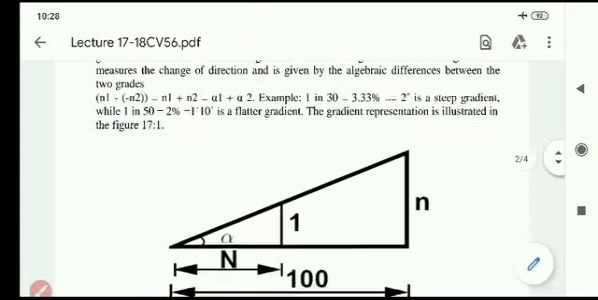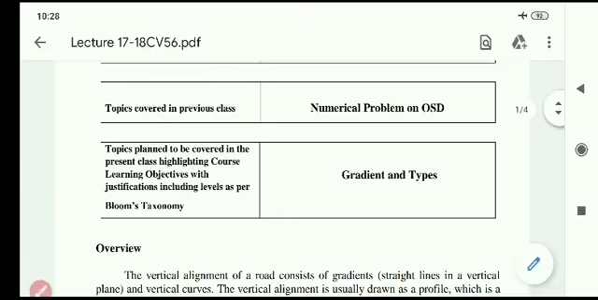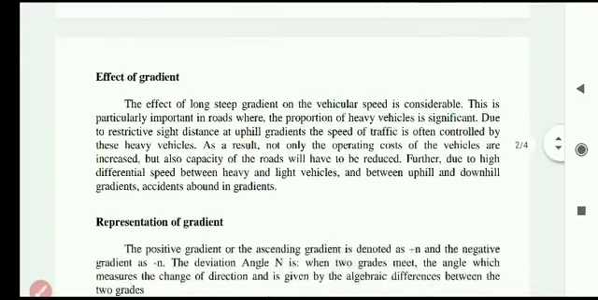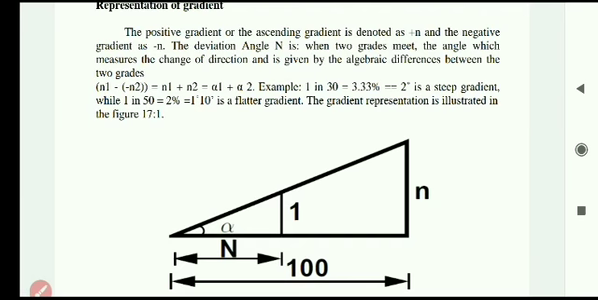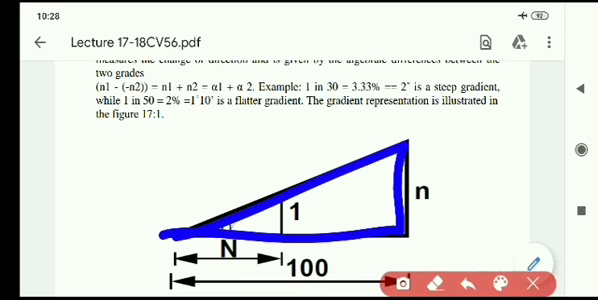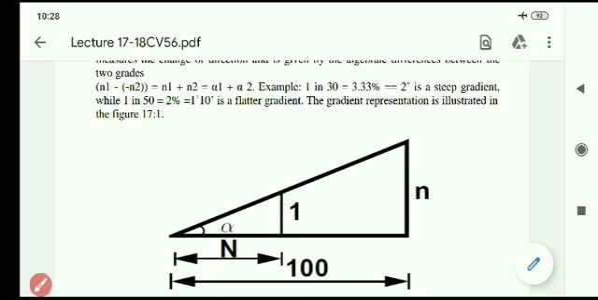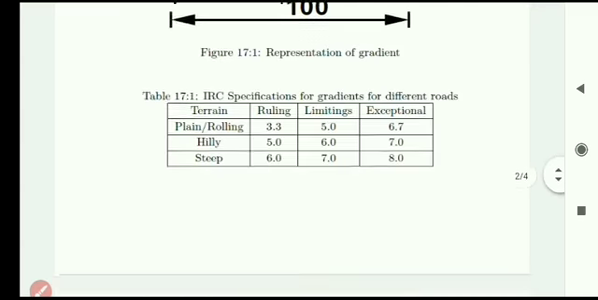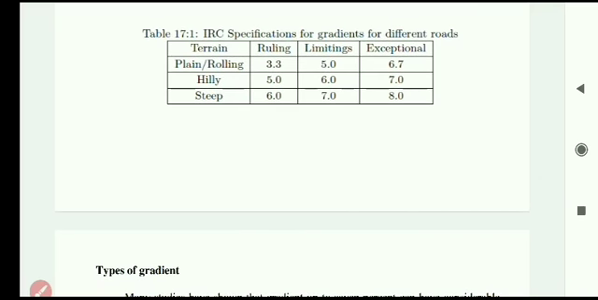And in today's class, friends, we focused on what we mean by gradient, what is the effect of the gradient, how many types of gradients are there, and how the gradient is represented. It is always horizontal and vertical. V by H, it is vertical to horizontal, or 1 in n. Sometimes it is also represented in terms of percentage. Okay, next come the set of IRC specifications given for different terrains. We have plain and rolling terrain, hilly terrain, steep terrain, and we have ruling gradient, limiting gradient, and exceptional gradients.